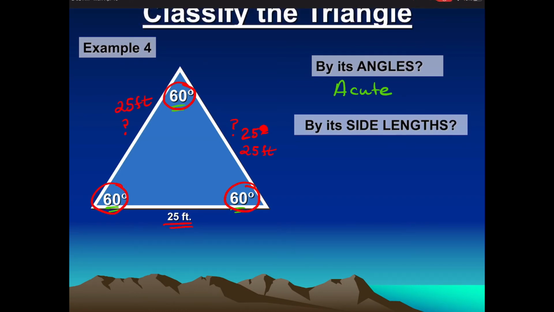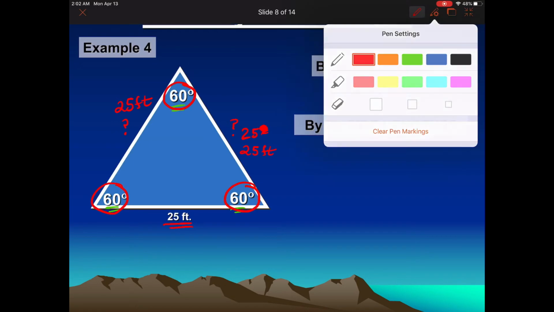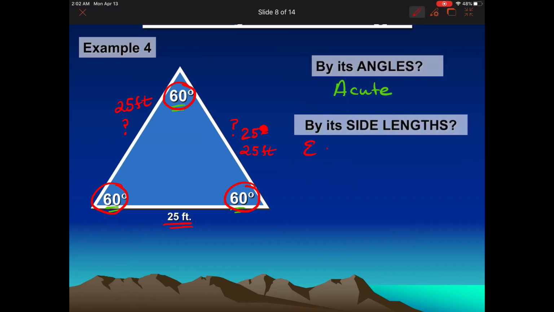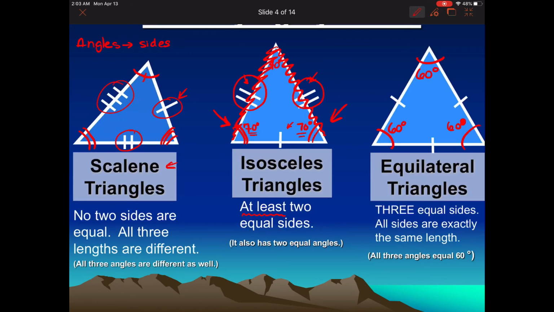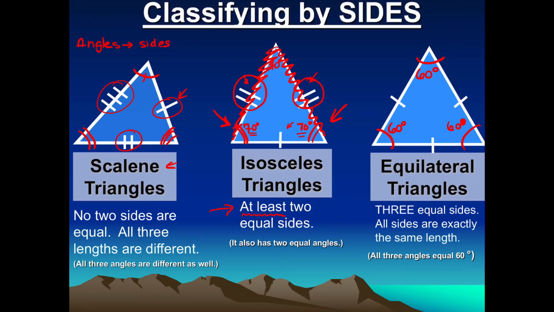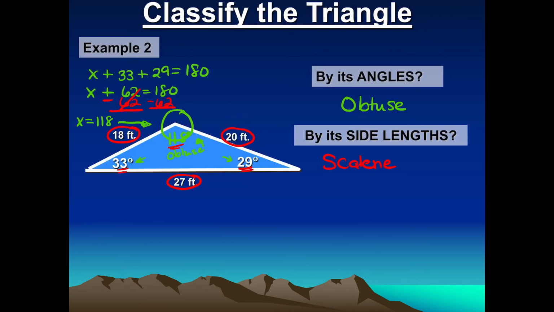If we were to classify this triangle by its side lengths, this is definitely equilateral. Now here's another thing: we can also say that this is isosceles as well. If I go back here a little bit and look at the definition of an isosceles triangle, it says at least two equal sides. At least means it could be 2 or it could be 3. At least does not say only 2 equal sides. An equilateral triangle is also classified as an isosceles triangle.